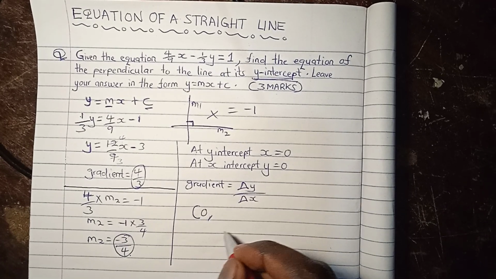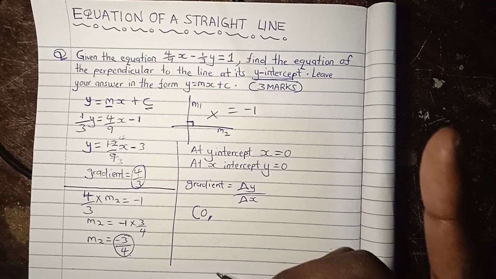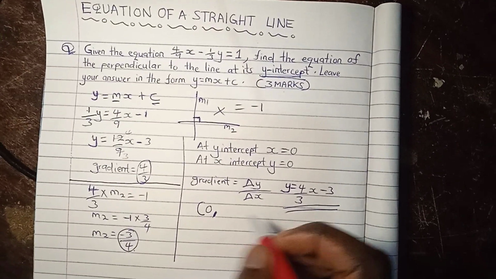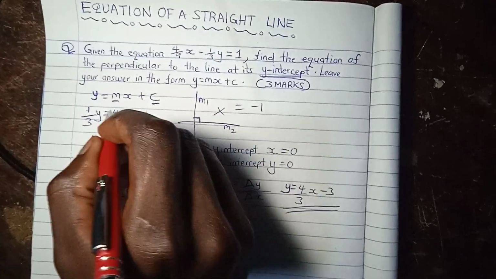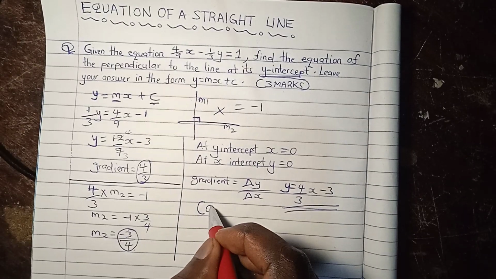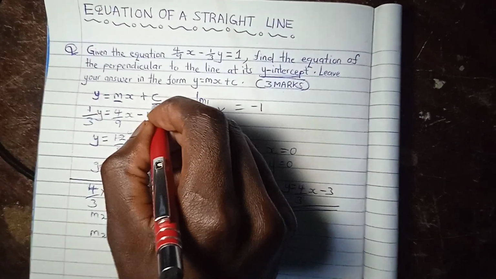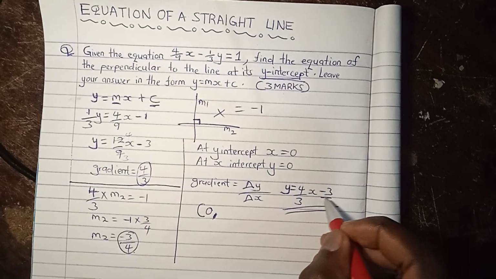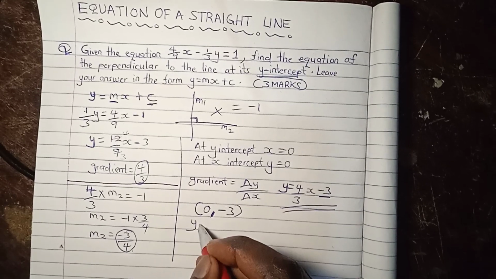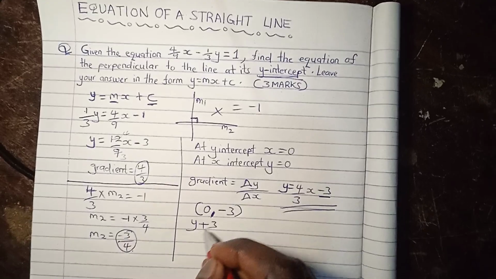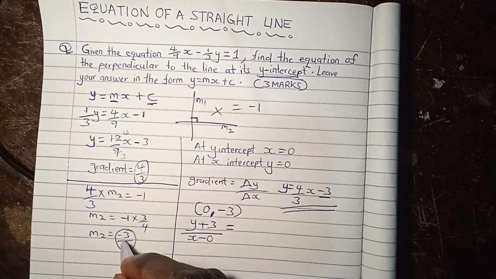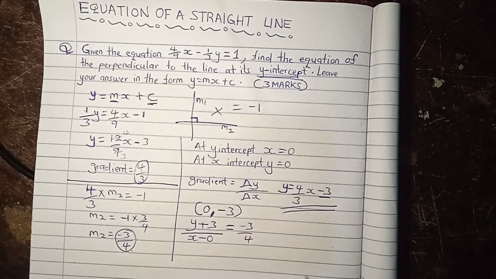We don't know y, but we can tell it, because we already have the equation of the second line. Remember that when you're using the formula y equals mx plus c, m is the gradient and c is the y-intercept. The y-intercept is located at c, and here is your y-intercept: -3, so the point is 0, -3. We can say that change in y is y minus -3, which gives y plus 3, all over x minus 0, which should give us the gradient, -3 over 4.